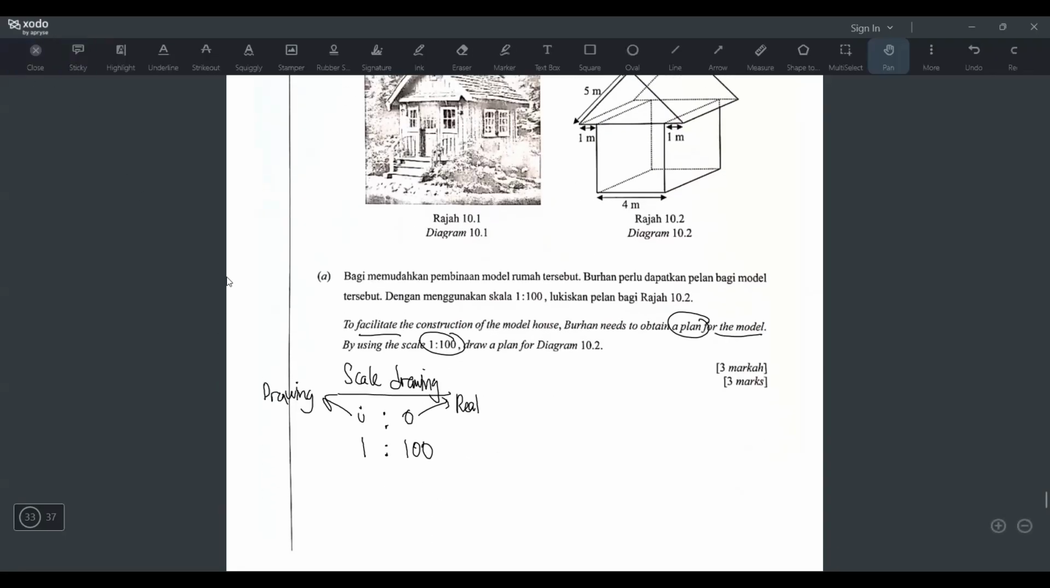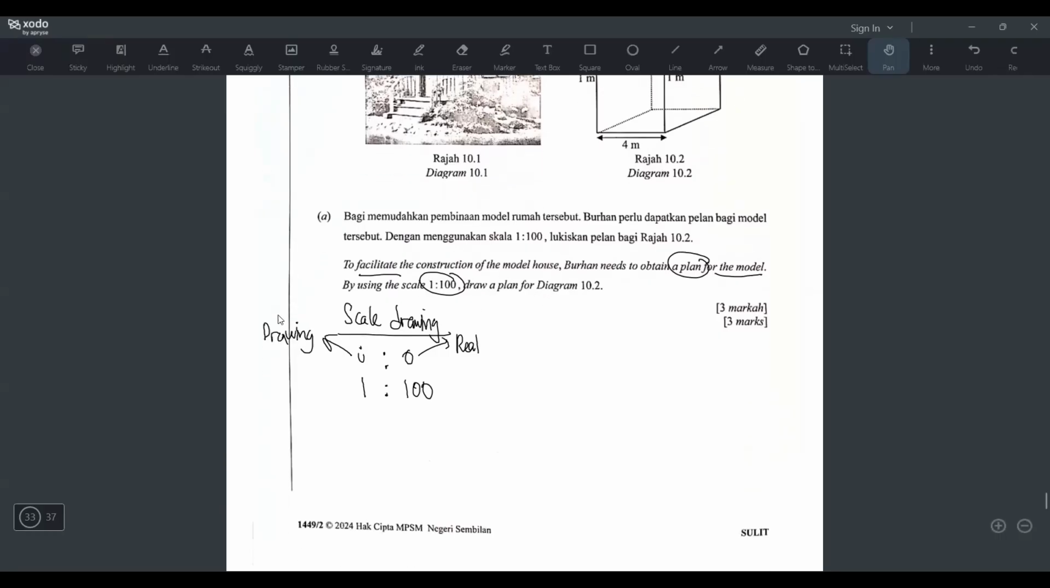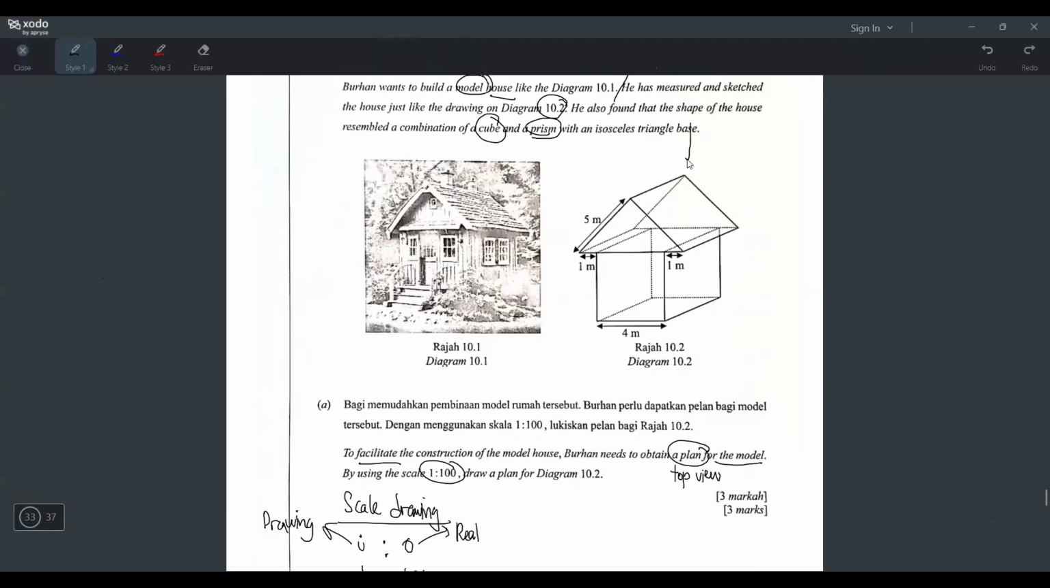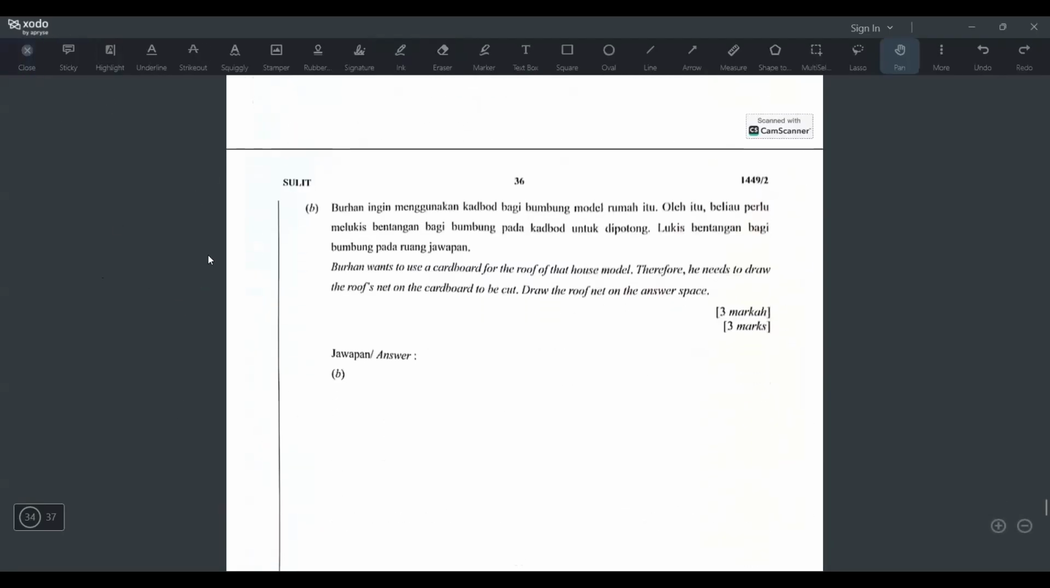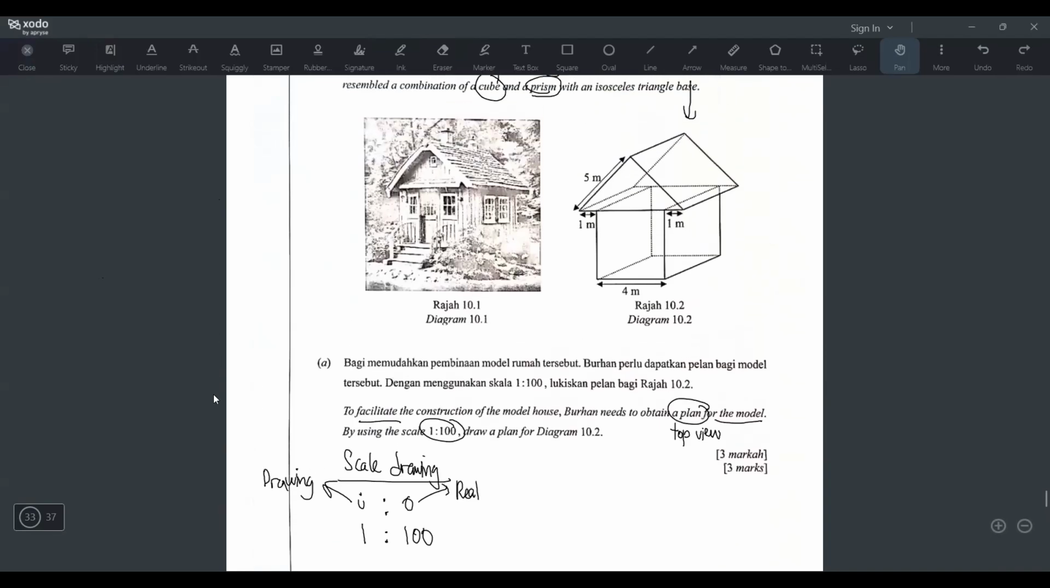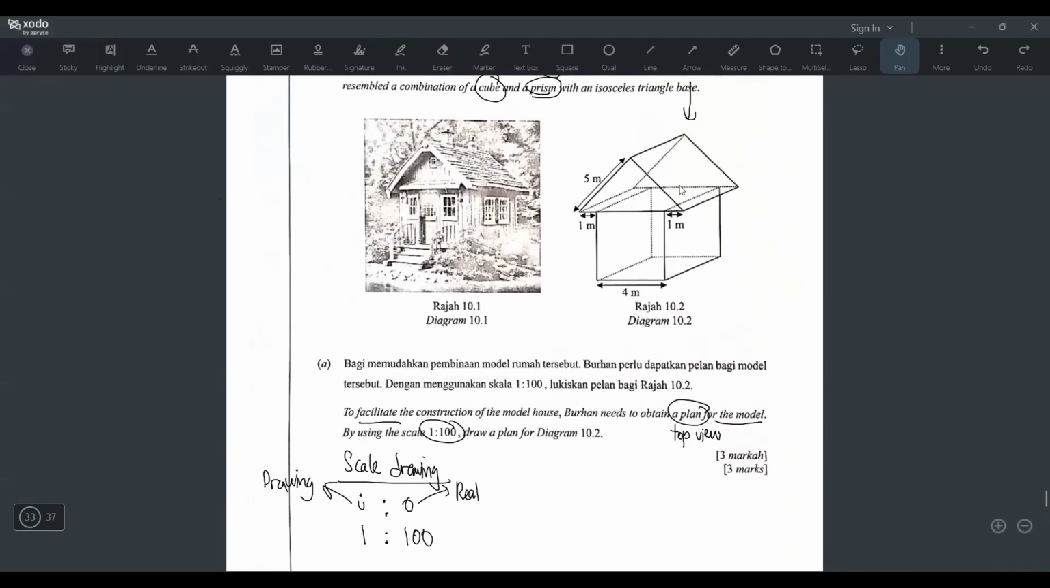Okay, so with this, I think I can do my part A already. So they want to draw a plan, right? Okay, we need to know what is plan. Plan means top view. Top view means you have to look from above, right? Okay, so I think later I have to draw it in the answer space. But first, I think I need to study the diagram first. So they put some lengths here, 5 meter and so on, right? So when you look from above, you will see this first. Do you agree? You will see this surface and this surface.